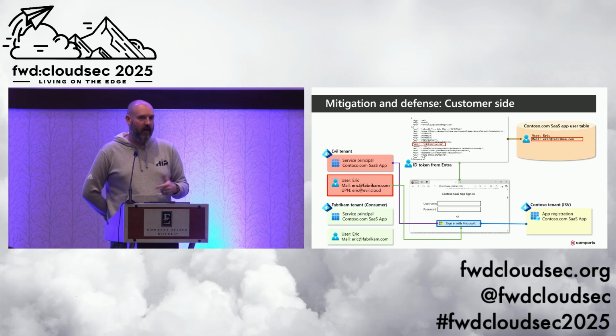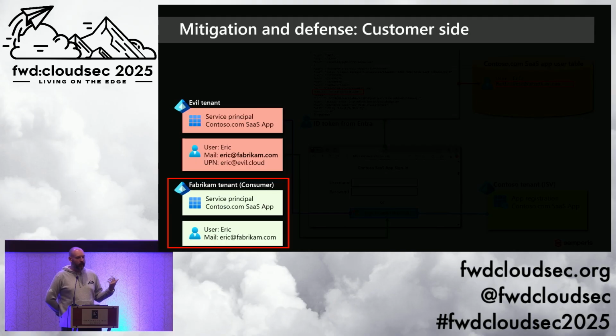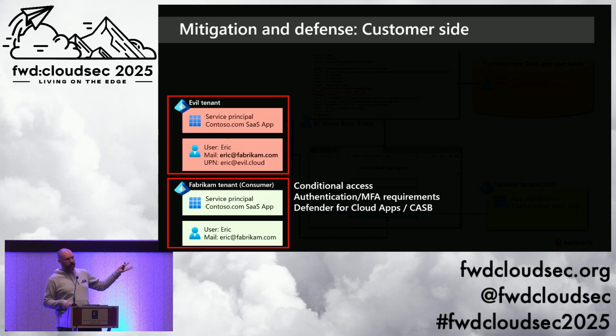And so if we're talking about mitigation and defense from the customer side of things, looking at the consuming tenant, where we have our conditional access and our authentication and MFA requirements, and we're like, you've got to do passkeys and all this great stuff, and we've got Defender for Cloud Apps and our CASBs and all that, right? That's all in that tenant. So out in our evil tenant, where auth and everything is effectively out of band, this is all just bypassing all those defenses that the consuming organization is going to expect or hope or think is going to protect them here.